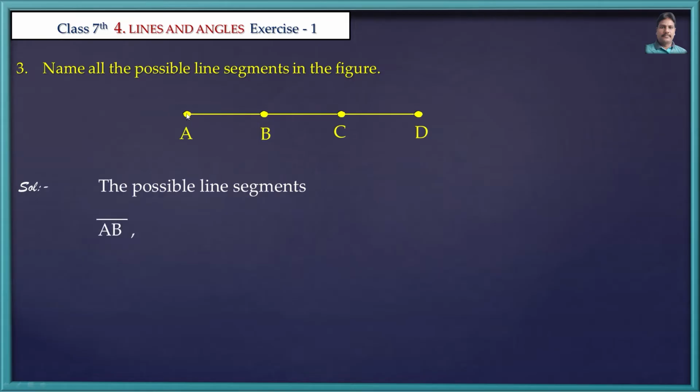And if we take from A to C, we get another line segment AC. And from A to D, we can get another line segment AD. Starting with B, we can get a line segment BC. And from B to D, we get another line segment BD. Starting with C, we can get another line segment CD. These are all the possible line segments that we can get from this figure.